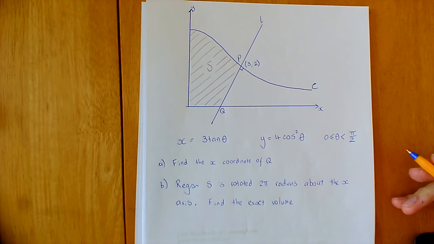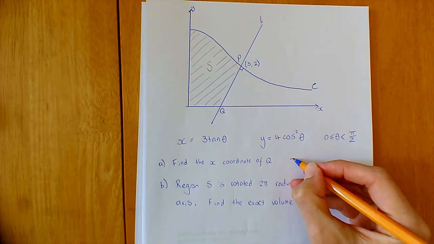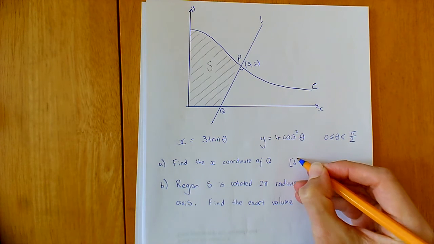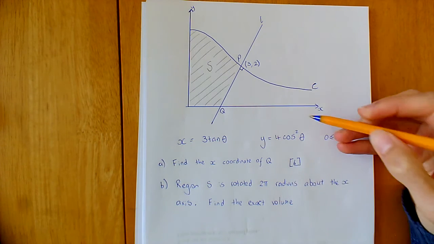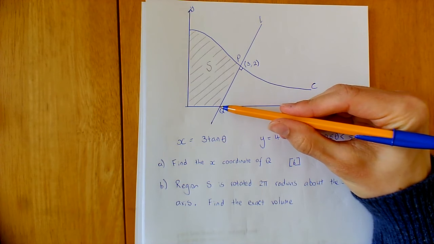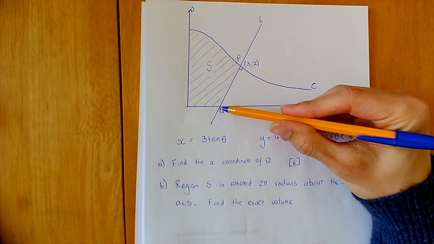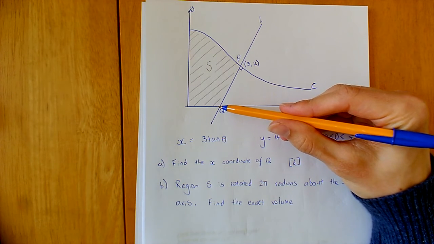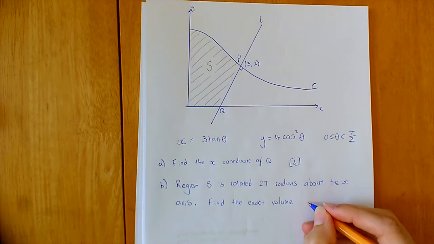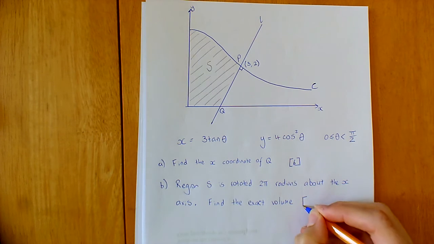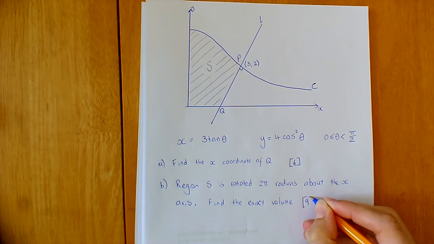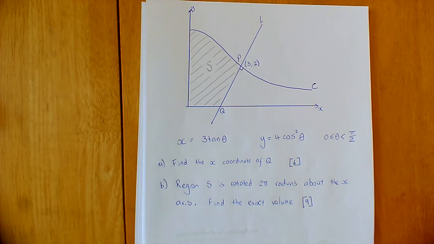So there's two parts to this question. Part A is worth 6 marks. We need to find the x coordinate of Q. This is actually the harder part of the question, I would argue. Part B is worth a lot more marks, and it's the volumes of revolution. 9 marks here. I think we can pick up all 15. So let's dive in.